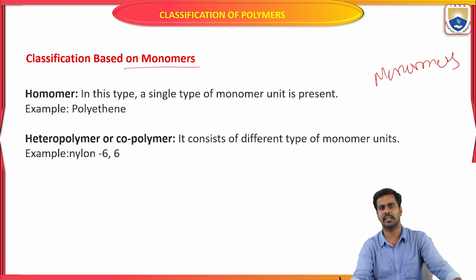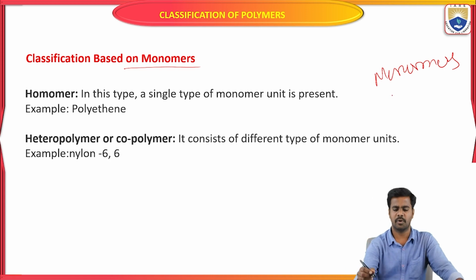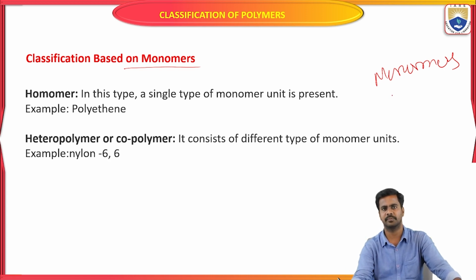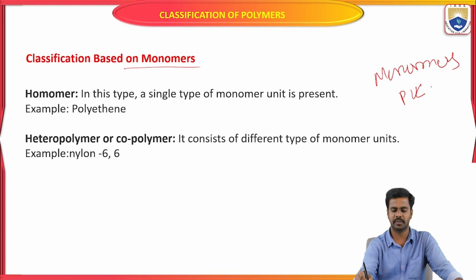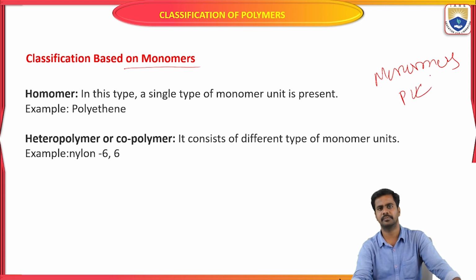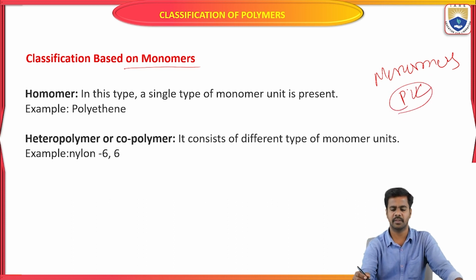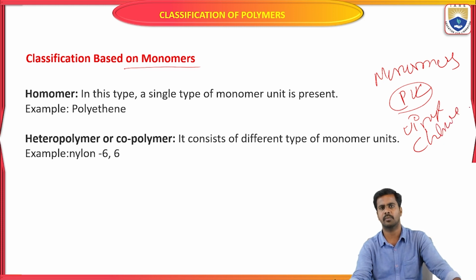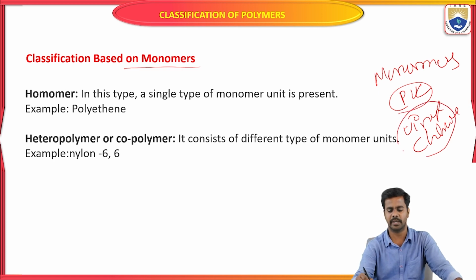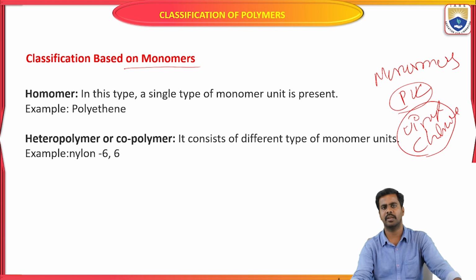For example, if you take polythene or PVC, polyvinyl chloride, here the monomer is vinyl chloride. Here only one monomer is involved in the polymerization reaction, that is vinyl chloride. Only one type of monomer is involved in the reaction.